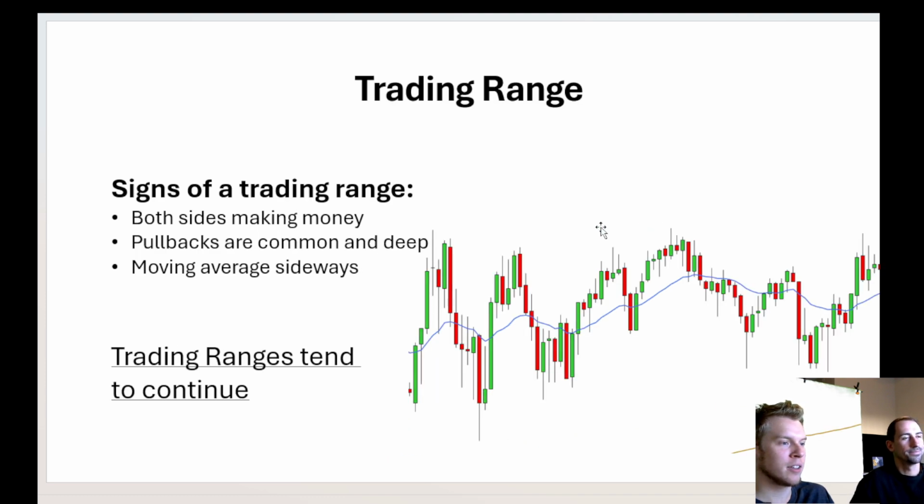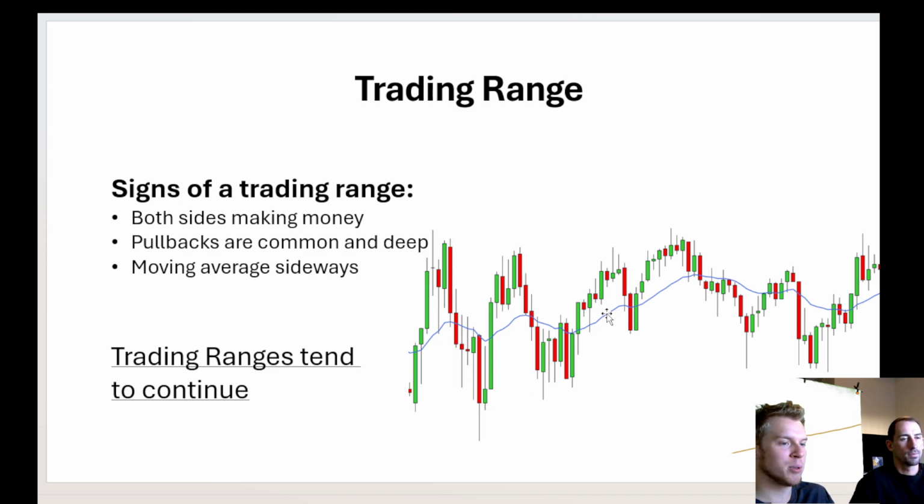Makes sense. The other thing that the market can be doing is a trading range. It's a more sideways market, where both sides are making money. People buying lower in the range are making money, and people shorting higher in the range are making money. Pullbacks are common, and the pullbacks are deep. We have several bull bars up here, then a pullback, then a bull bar, but then this very deep pullback.